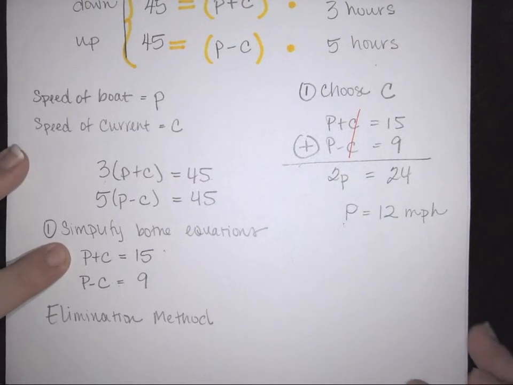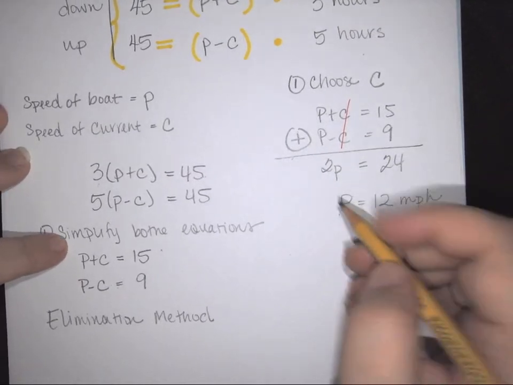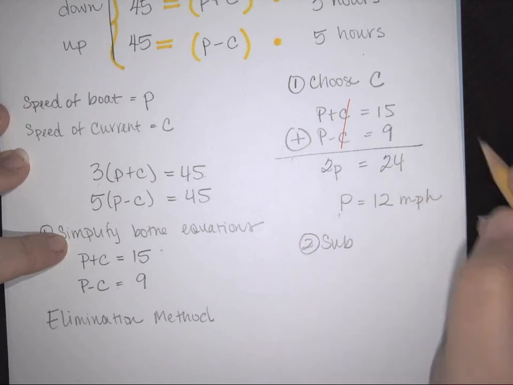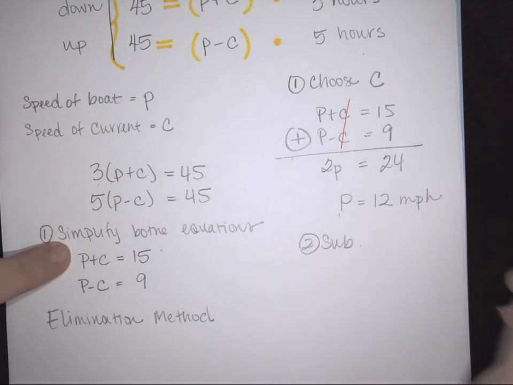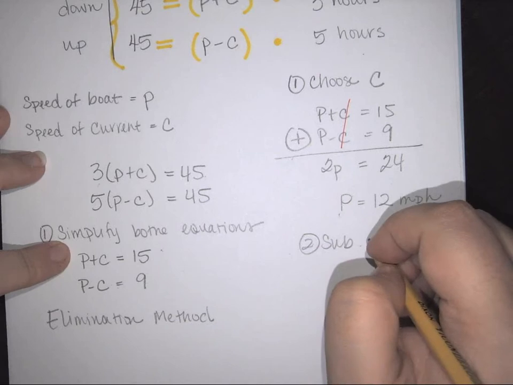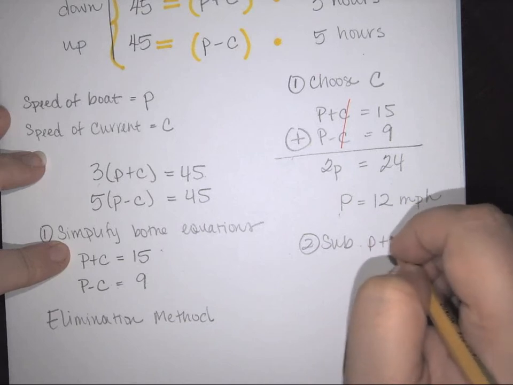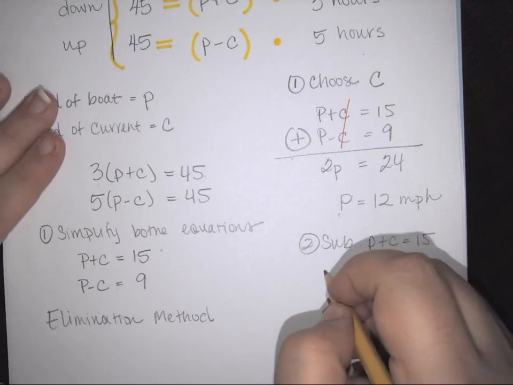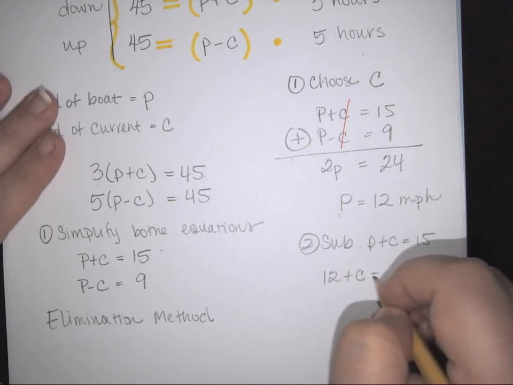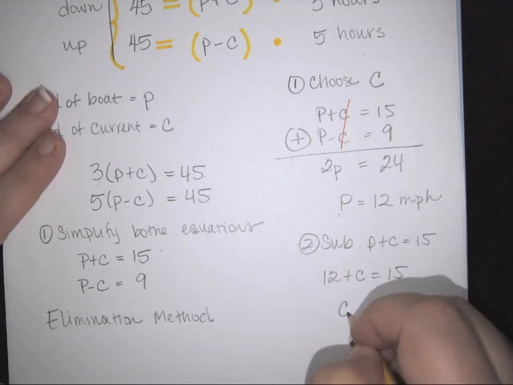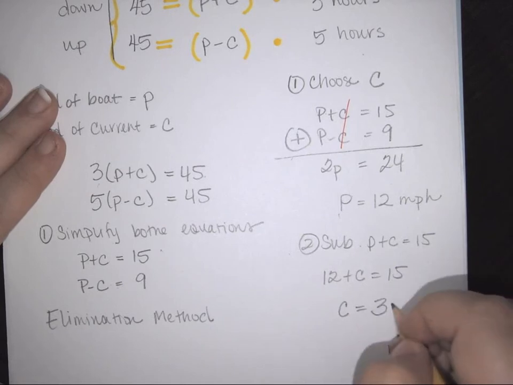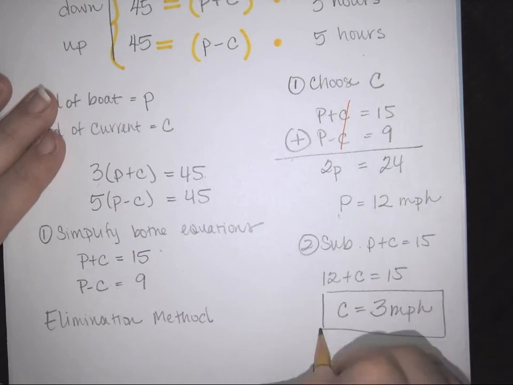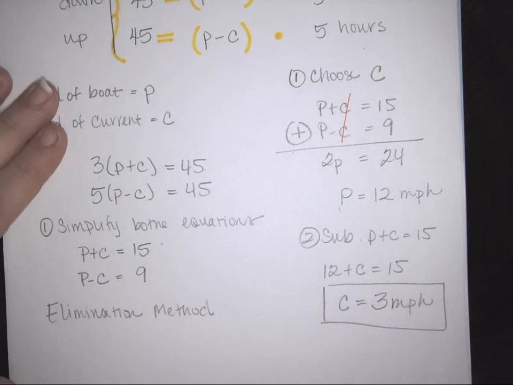Now, provided that you know for a fact you didn't make any mistakes, the second thing that we have to do here is we need to substitute it, and we're going to substitute it into one of our equations. So P plus C equals 15. My P is 12, so I have 12 plus C equals 15. So C is equal to 3 miles per hour, and this was what we were looking for.